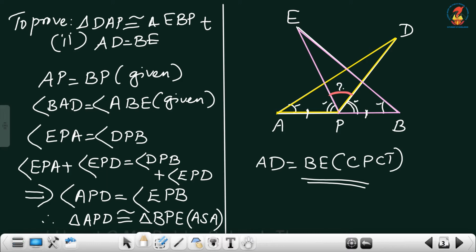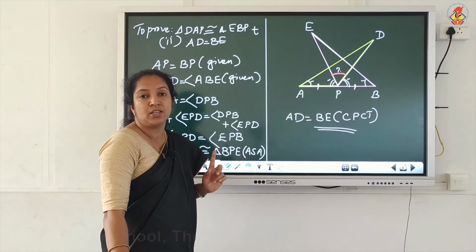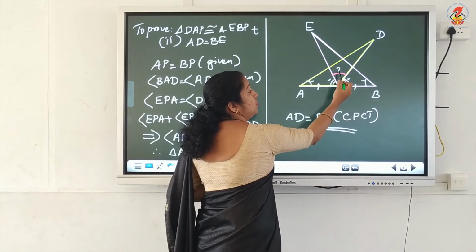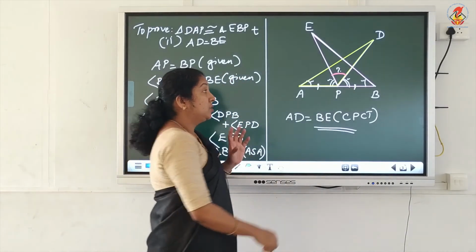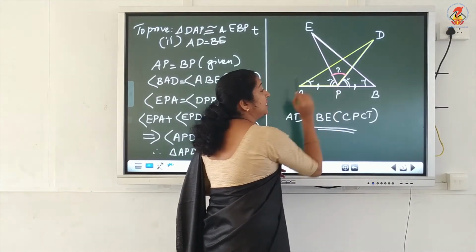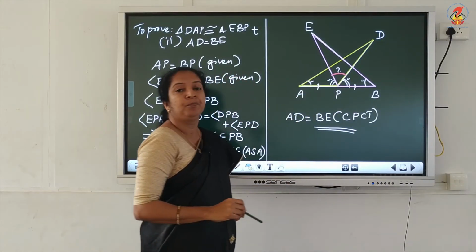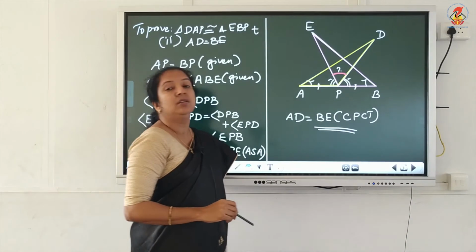So, what we have done is we have proved both these triangles are congruent using ASA criterion. To get the last angle, we have to add this part to both of these angles. So, we are getting it fully, APD and BPE. Then finally we have written AD is equal to BE using CPCT.